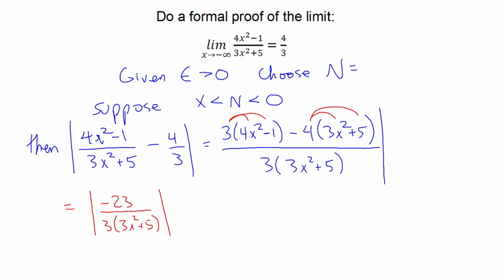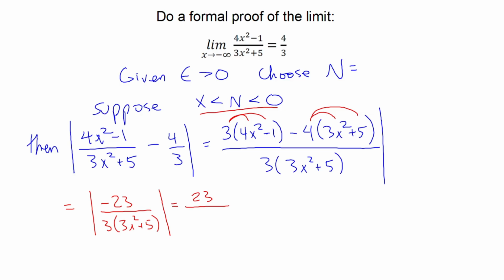And we should note that what's in the denominator here is always positive, because if I take any x value, even if it's negative, right, because I have a negative x value, and square it, I get a positive. If I multiply by 3 and add 5 and then multiply by 3 again, it's still positive. So the denominator is positive, but the numerator is negative. So this whole fraction is actually a negative value. And so to take it out of the absolute value, I just make it positive.